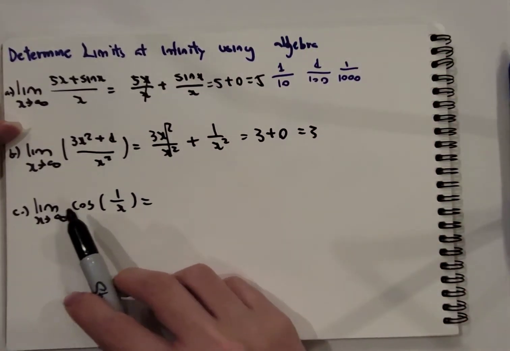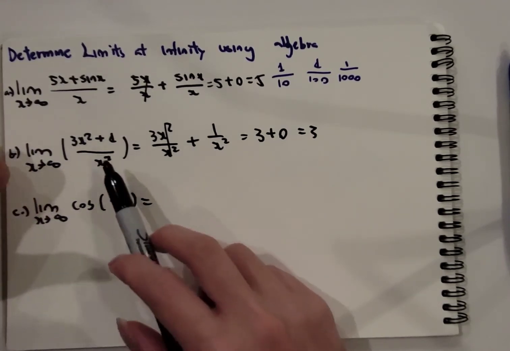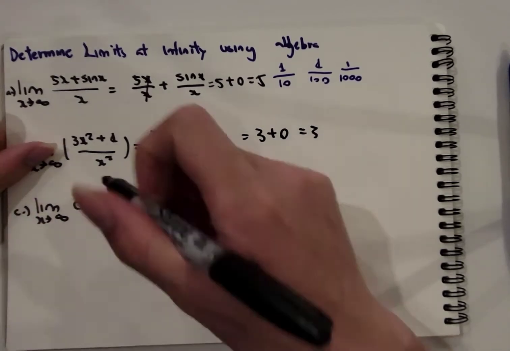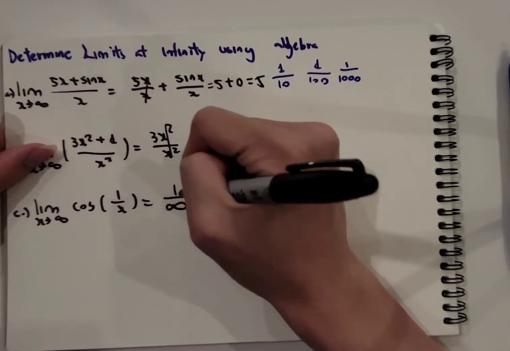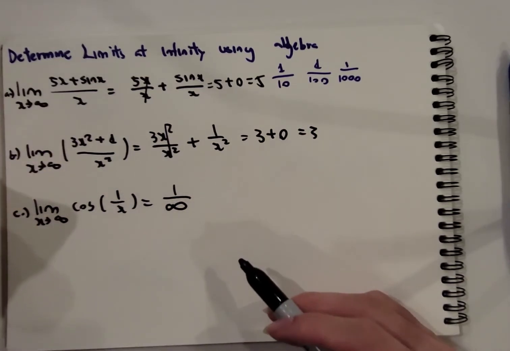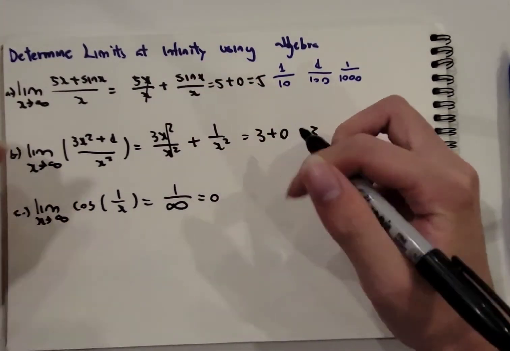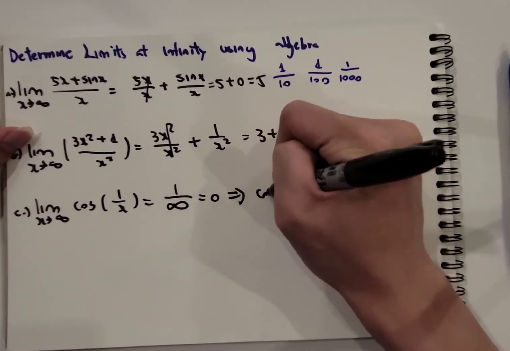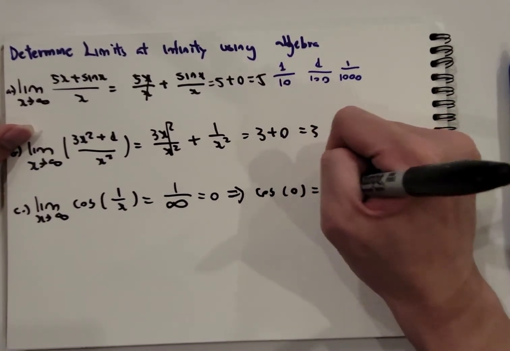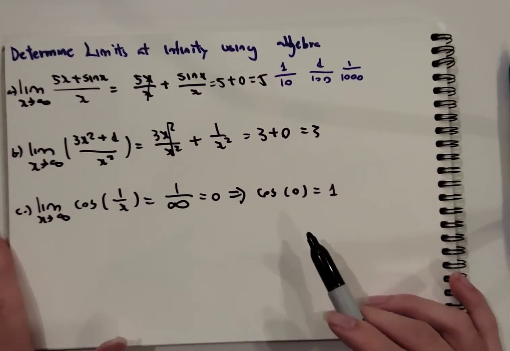And then we have cos 1 over x. So in this case, remember you cannot simplify any more here. So let's see what you get. What happens when you substitute infinity into an expression like this? So what is 1 over infinity? Like I explained here, it's 0. So therefore we can rewrite the expression as cos of 0. What is cos of 0? Well, it's 1.